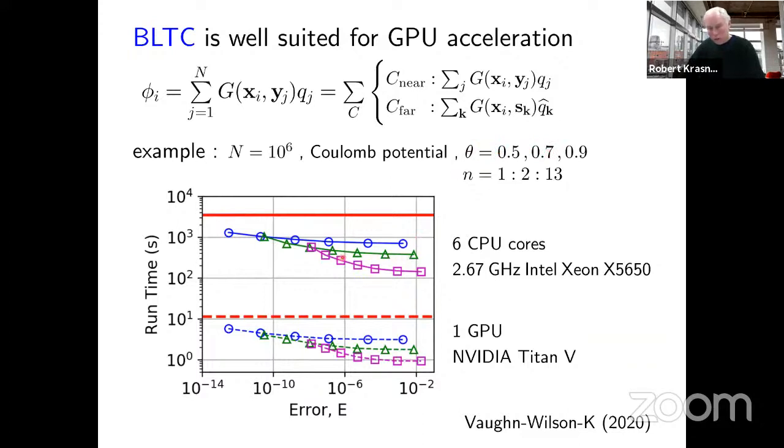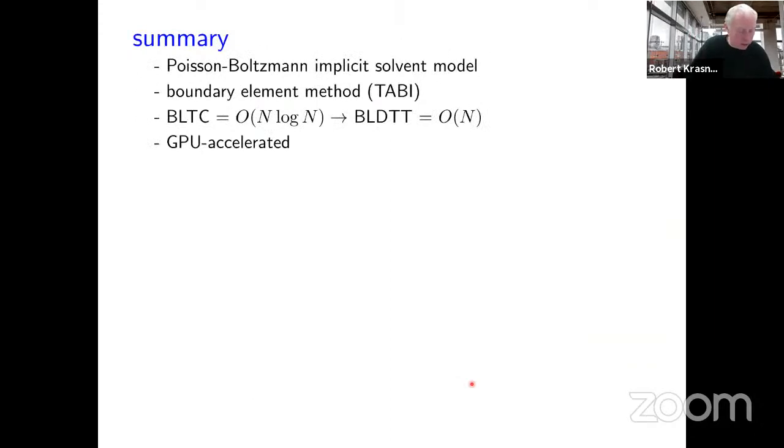The tree code, running on CPUs, is faster than the direct sum using 1 million particles. And depending on what error you need, you would pick the right value. But on a GPU, the direct sum speeds up a lot. The tree code still maintains its advantage over the direct sum for this number of particles. So Nathan Vaughn and Leighton Wilson did the GPU implementation of this. And now we put this into TABI, and it's time for me to make my summary.